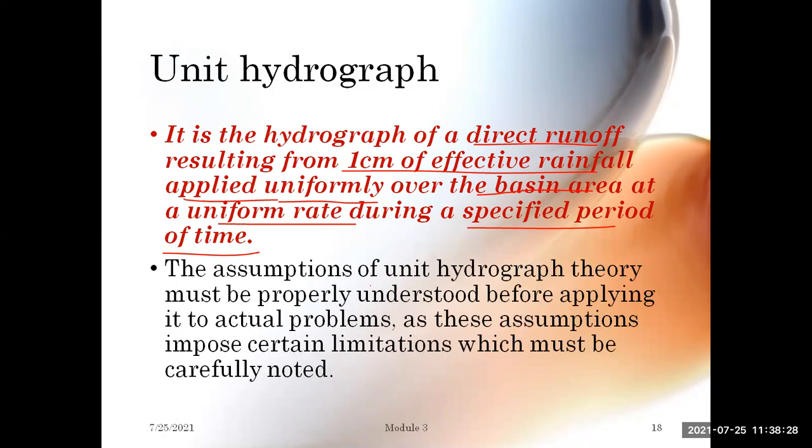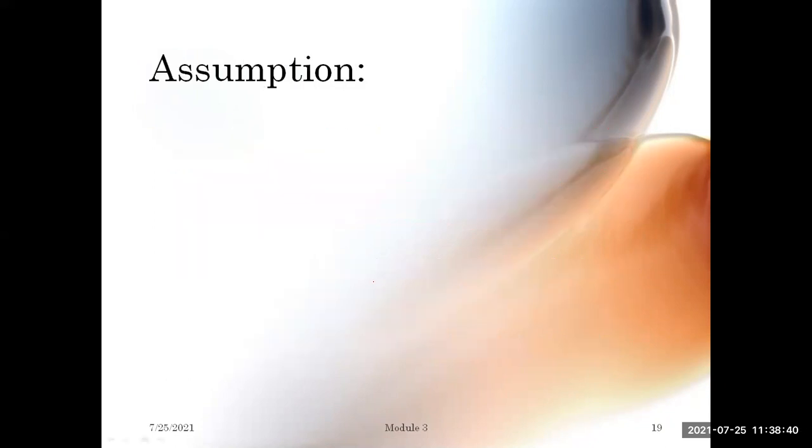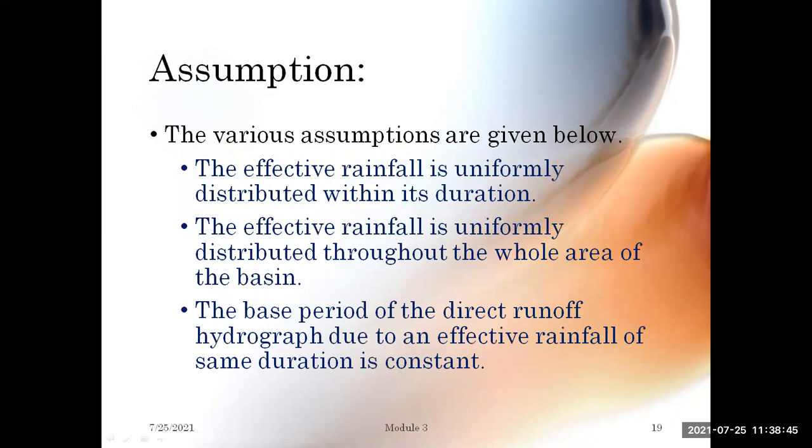And here, there are many assumptions which are very important. Before studying this hydrograph, it is important to solve problems, and to know what assumptions are made in the unit hydrograph concept. The first assumption is that effective rainfall is uniformly distributed within its duration, and also uniformly distributed throughout the whole area of the basin. So the first assumption is that rainfall is uniformly distributed with respect to duration, and the second is that it is uniformly distributed with respect to the basin area.